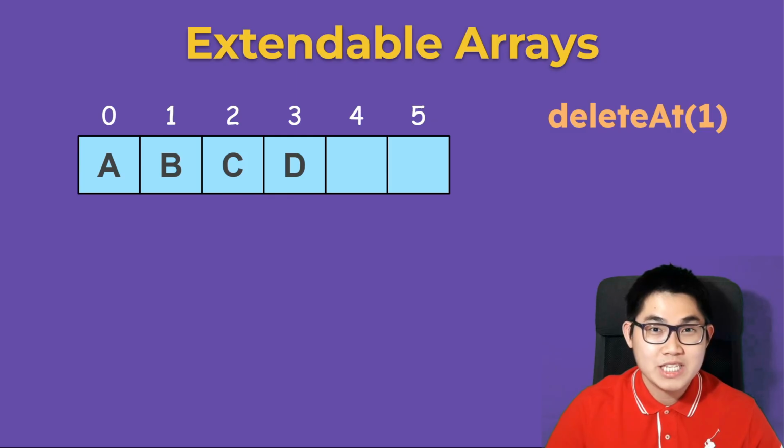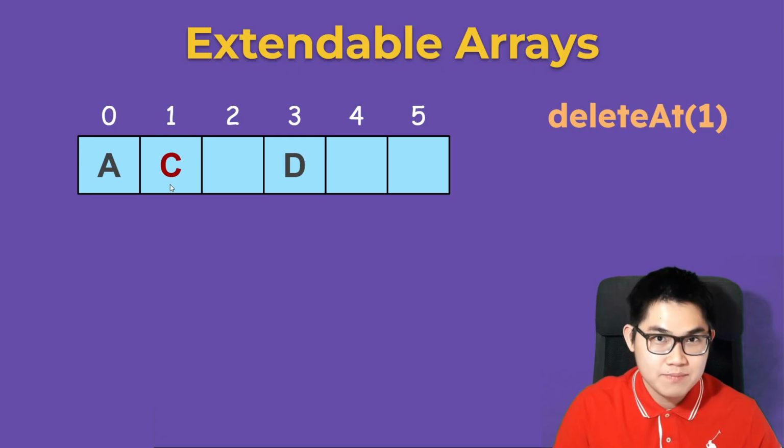Now I'm going to explain the next part, which is how we can delete something from an extendable array. Let's say we want to delete the element at index 1, so we want to delete B. All we have to do is shift the elements after index 1 to the left. For example, we have C. We shift it to the left, and that will overwrite B. Now we do the same for D. We put it to the left, and as you can see, B is gone from the array.